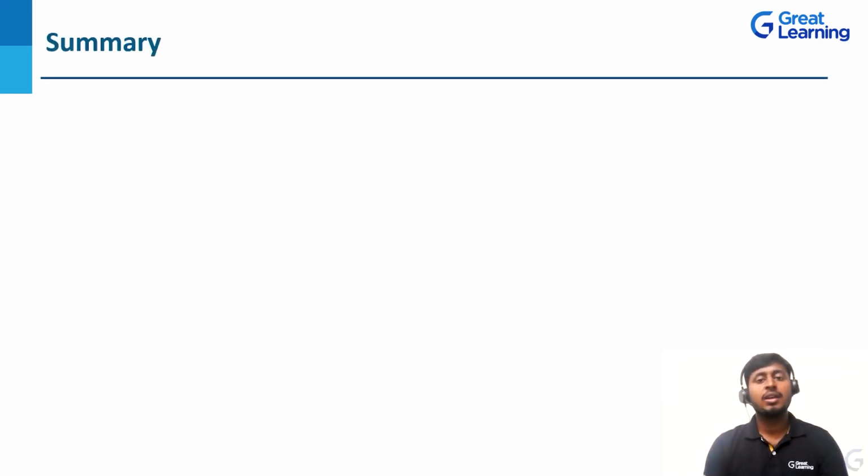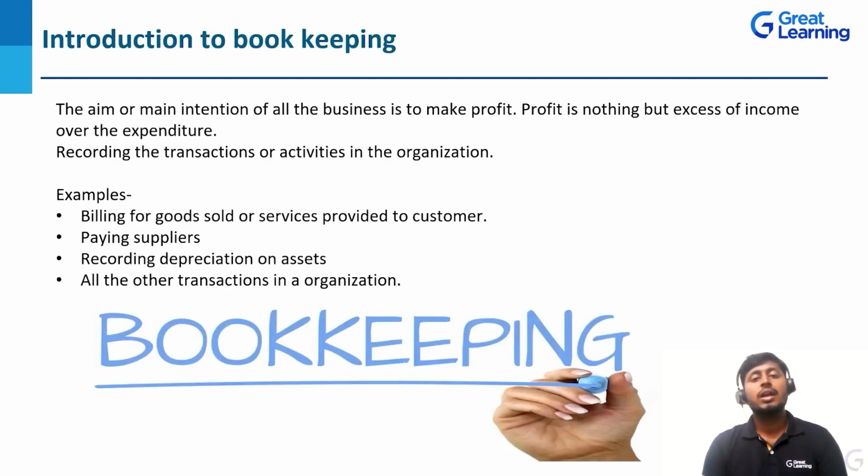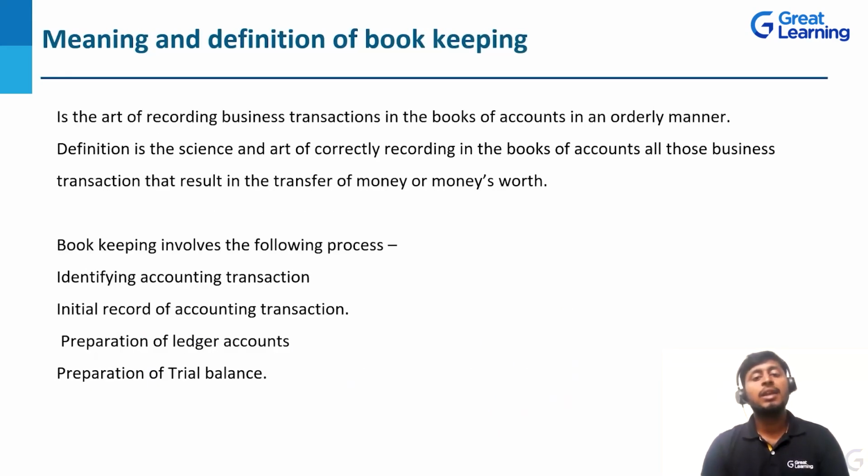Next, summary. Here we can recap whatever we have discussed in this session. Here we have discussed introduction to bookkeeping. What is the general meaning of bookkeeping and why they maintain it, and the example for bookkeeping that we discussed first. Okay. Next, meaning and definition we have discussed, correct? What is the meaning of bookkeeping? It is the art of recording business transactions in the books of accounts in an orderly manner. Okay. So they need to maintain all the transactions in the books of accounts.